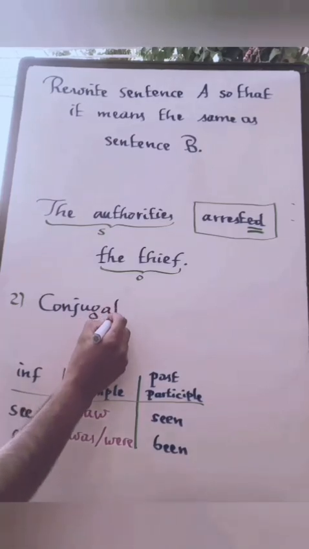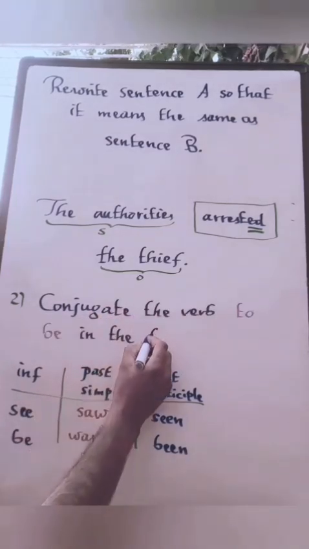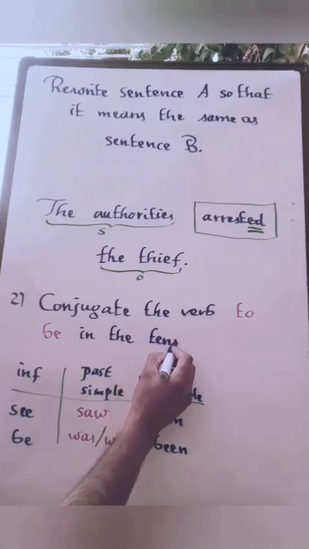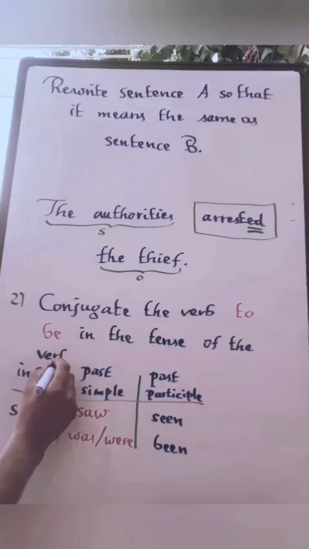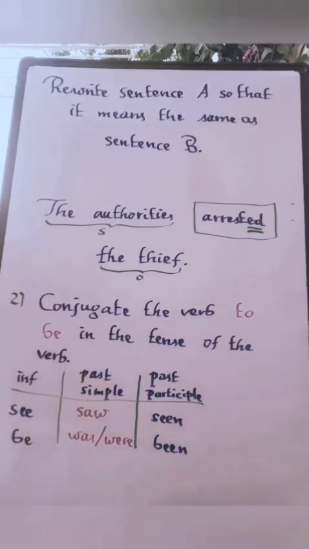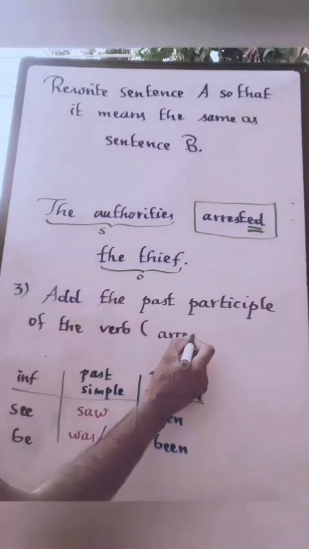Step 2, which is the most important, is to conjugate the verb to be in the tense of the verb in the original sentence. Step 3 would be to add the past participle of the verb.